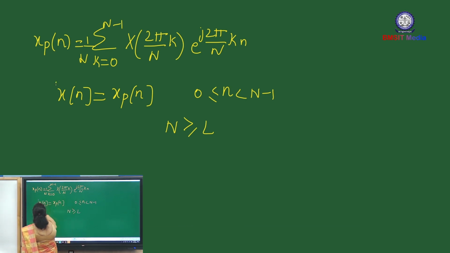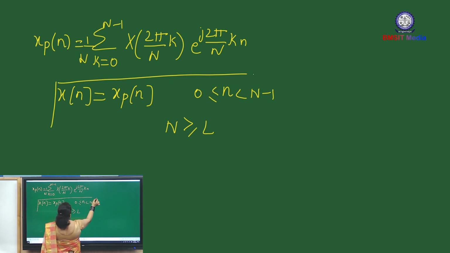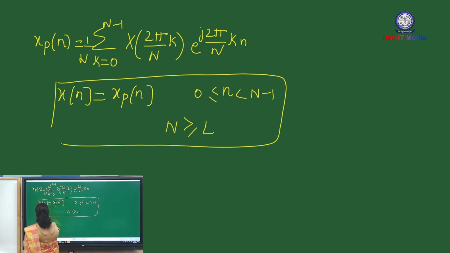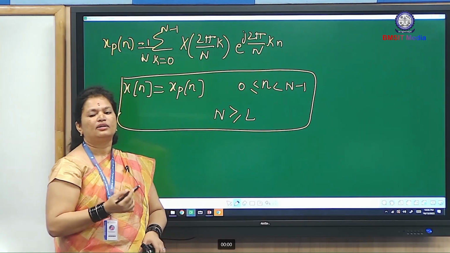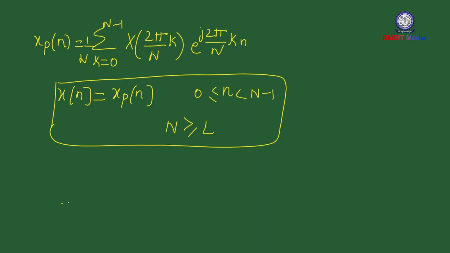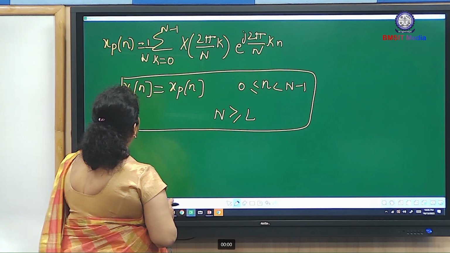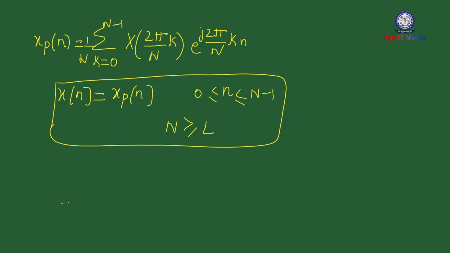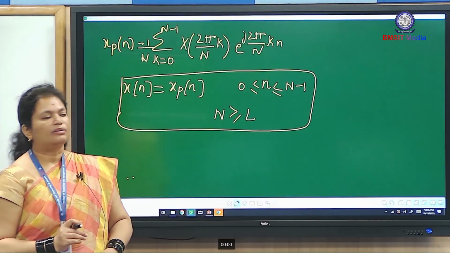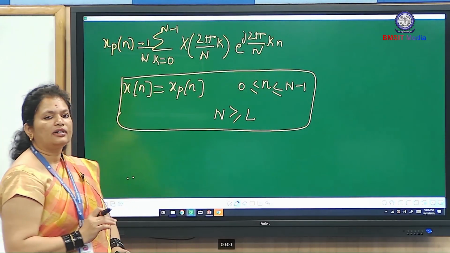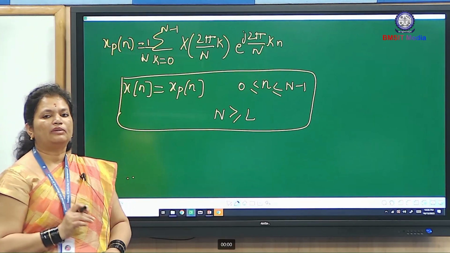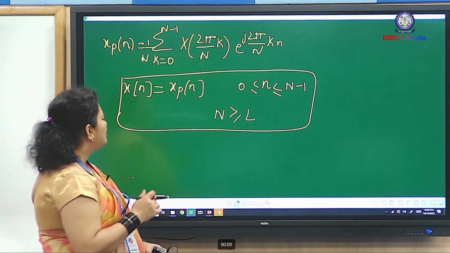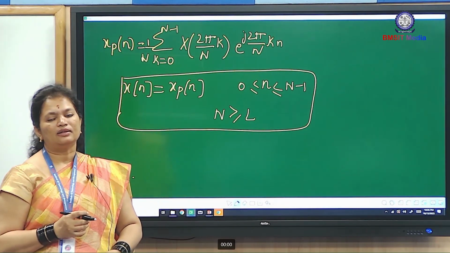So this concludes the topic that from x of n we have got the frequency domain samples, and from the frequency domain samples we have got our time domain sequence x of n. So in this class you are able to understand the discrete Fourier transform, frequency domain sampling, and how to reconstruct back the x of n.